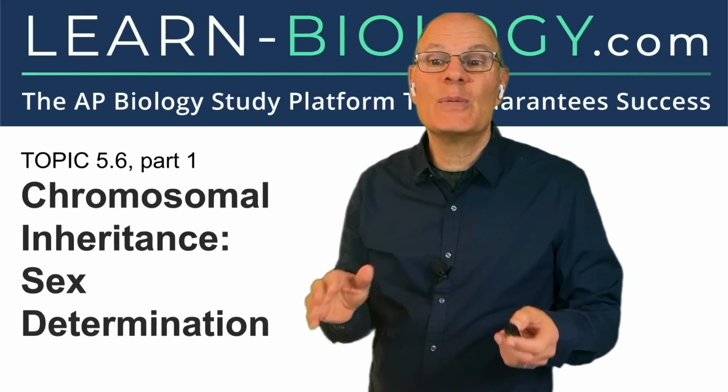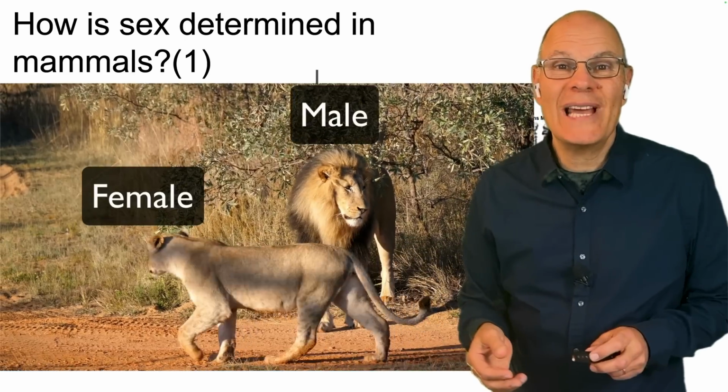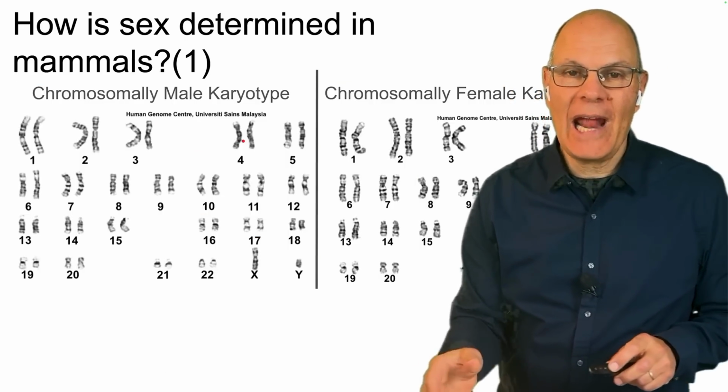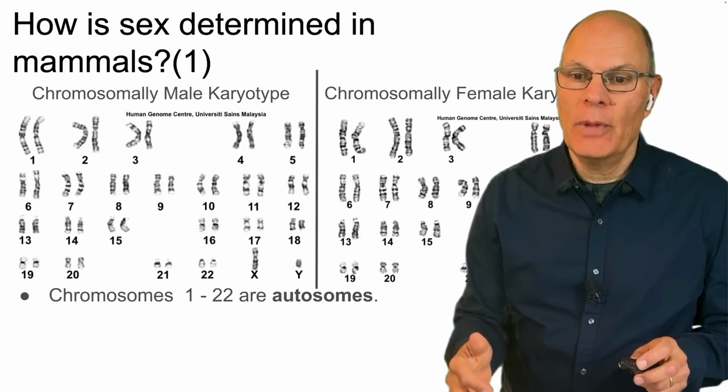Topic 5.6, Part 1, Chromosomal Inheritance, Sex Determination. How is sex determined in mammals? We've seen this image before. It's a karyotype. It shows all of the homologous pairs paired up.